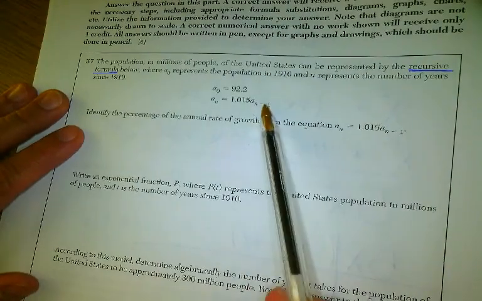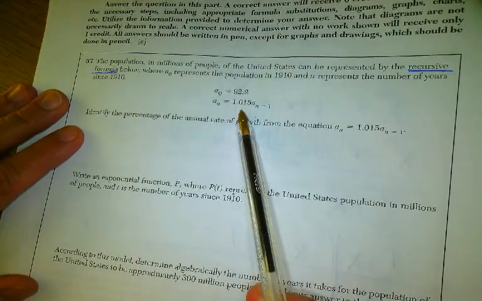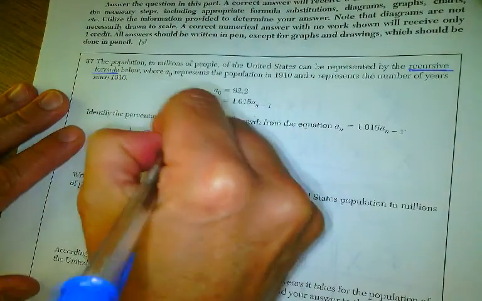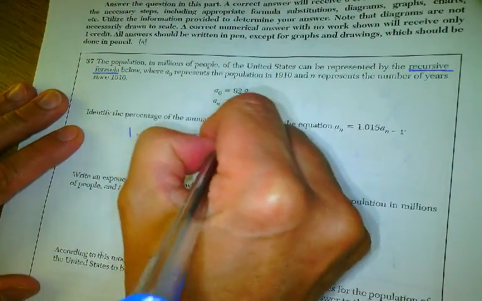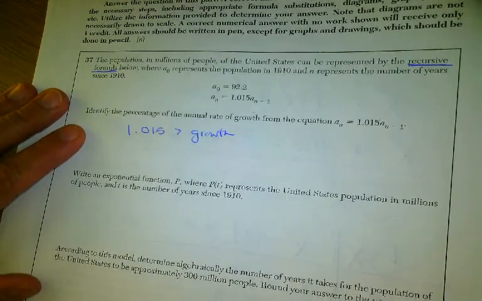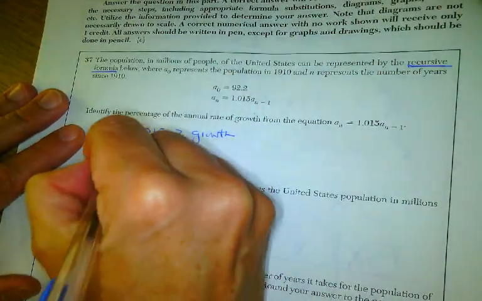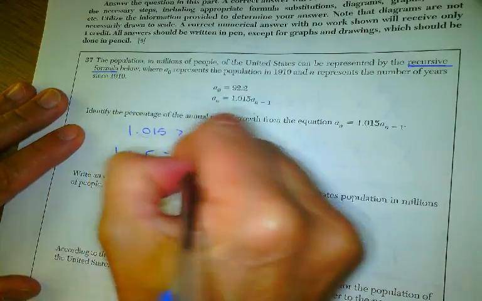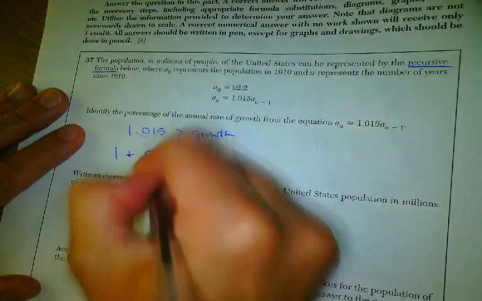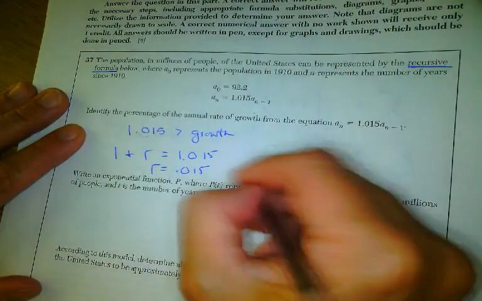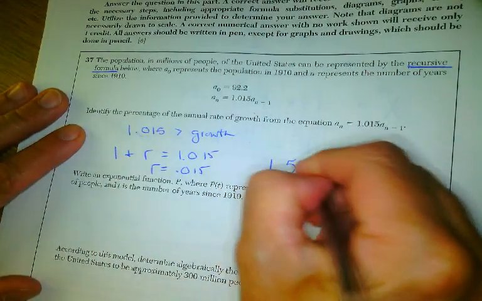So I'm taking the previous term times the growth rate. Now I know it's growth because this number is bigger than 1. But what is the actual rate that it's growing by? I have to move that decimal back. Remember, what percent did I add on? So it was 1 plus the rate is equal to 1.015. So the r value must be 0.015, and it says what percentage? So that's 1.5%.